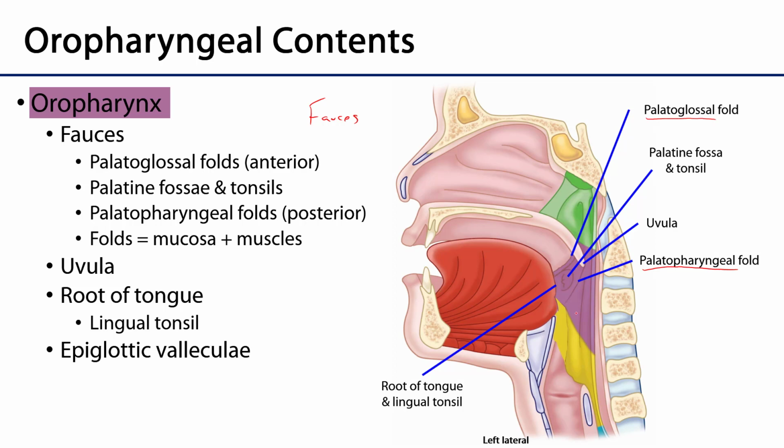One thing that we can't see here are the epiglottic valleculae. These are spaces between the epiglottis and the tongue that serve as traps for saliva. So this epiglottis is really far anterior, but if it were more in a resting position posterior there, we would be able to see those epiglottic valleculae.